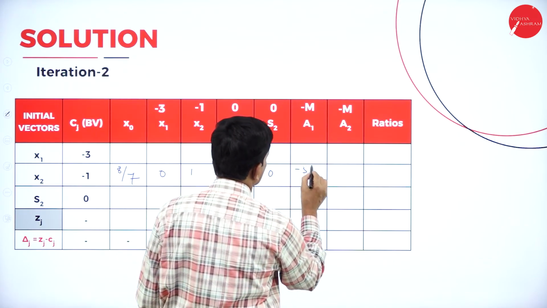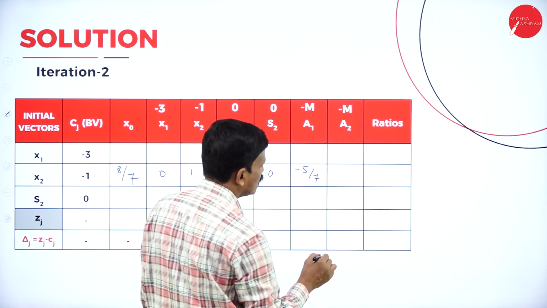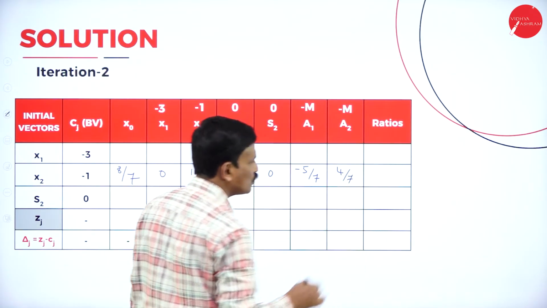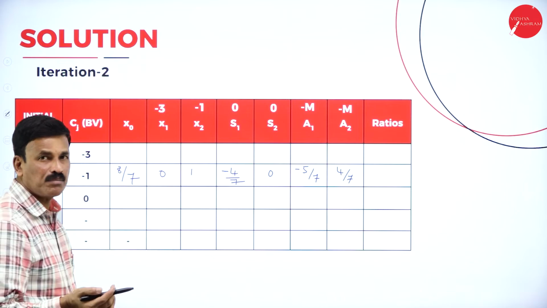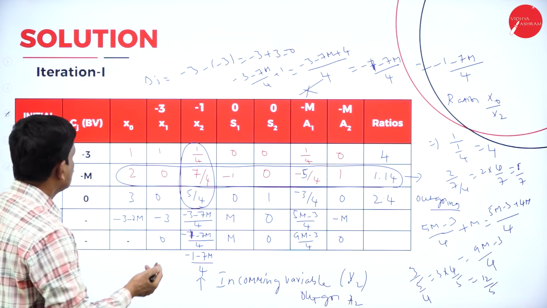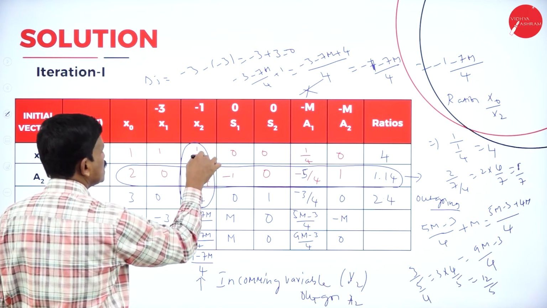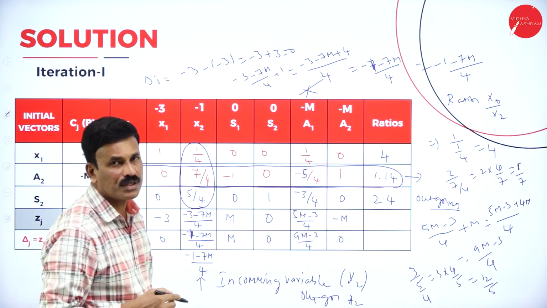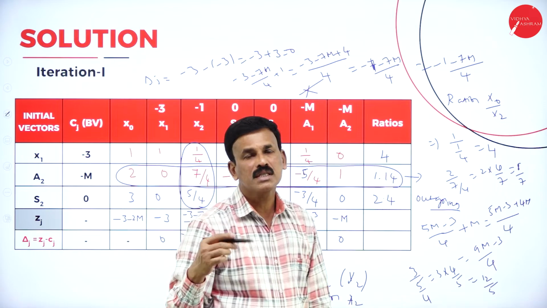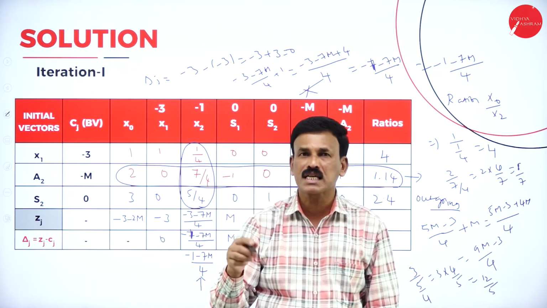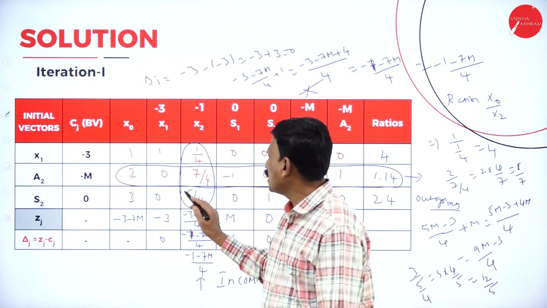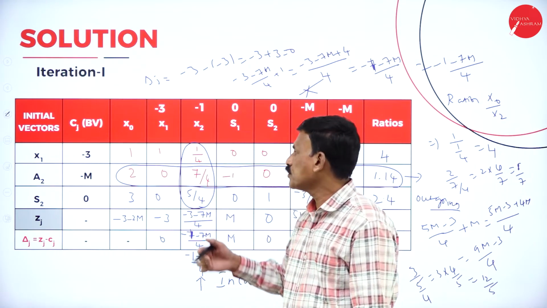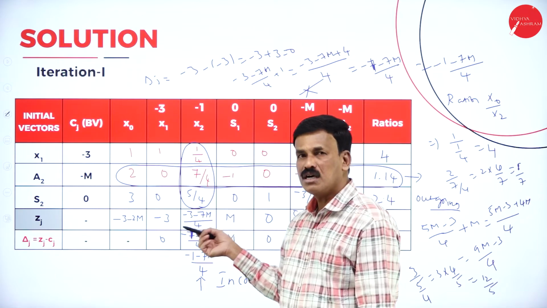0 minus 5 by 7. And the last element is 4 by 7. Okay. Now the next step is to convert this 1 by 4 as 0. For converting 1 by 4 as 0, we are going to use the elementary row operation, like the previous case. Even to convert this 5 by 4 as 0, we are going to use the elementary row operation, that is R1 dash and R2 dash.